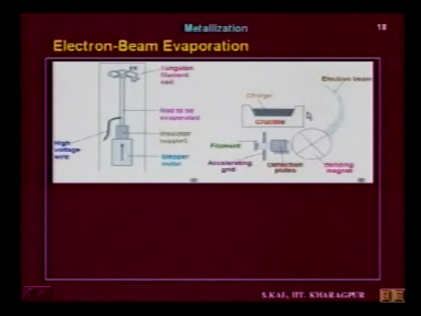So on the hearth there is a small groove, there you can keep the charge, meaning the metal which you want to deposit. And here the deposition is through an electron beam. So here is an electron gun. This electron gun means you have to use a filament, and from the filament electrons are emitted. So in the electron gun, the purpose is emission of electrons. Okay, and it follows Richardson's equation, thermionic emission of electrons.